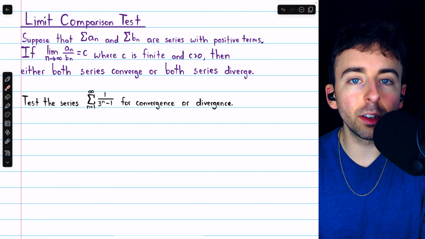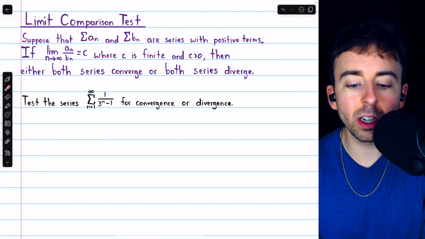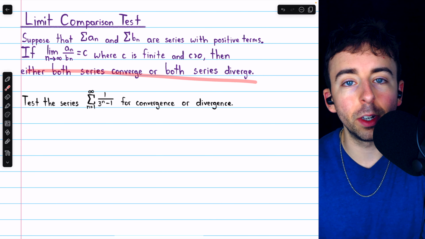We're going to test this series, adding the terms 1 over 3 to the n minus 1, for convergence or divergence using the limit comparison test.